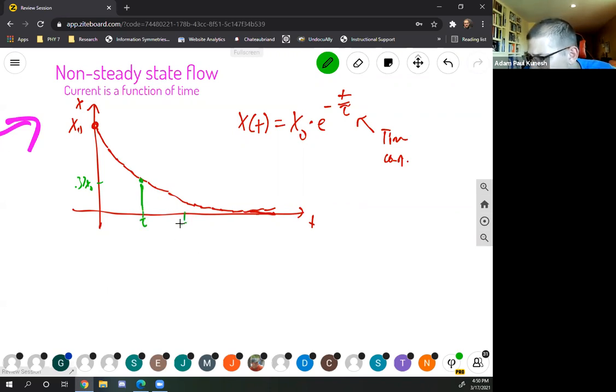When I go another tau, that's going to be 0.37 times 0.37. It's around 13%. 0.13 x naught, and so on. So that's 2 tau. So every time I go forward a time constant, I lose 63%.